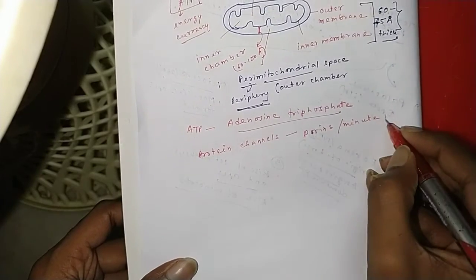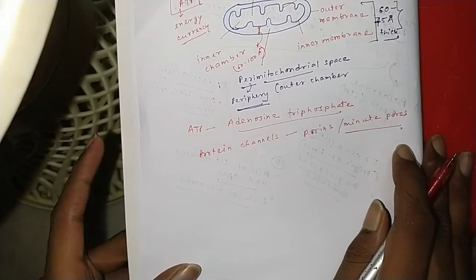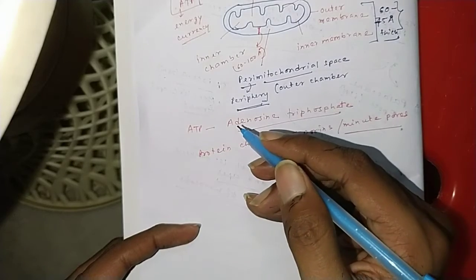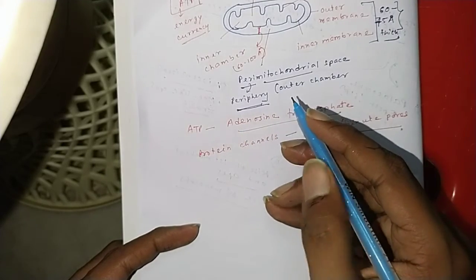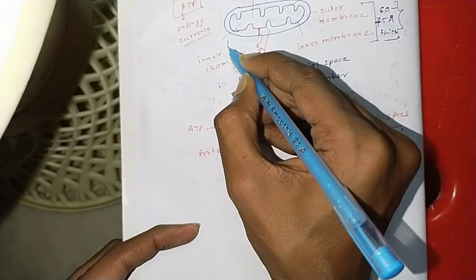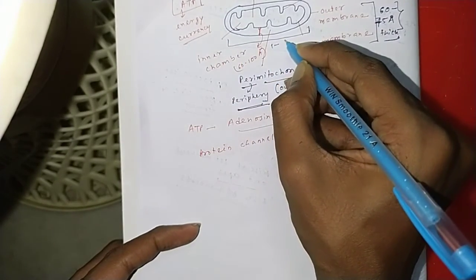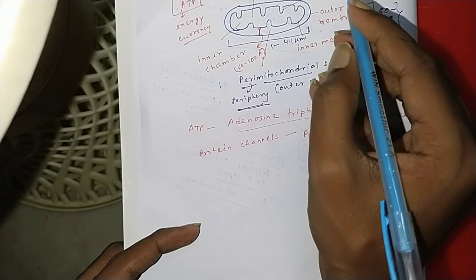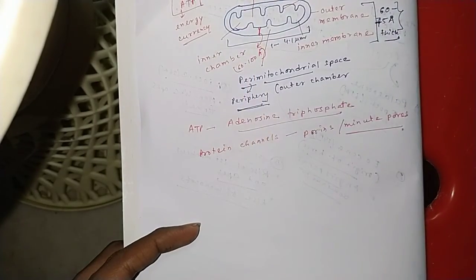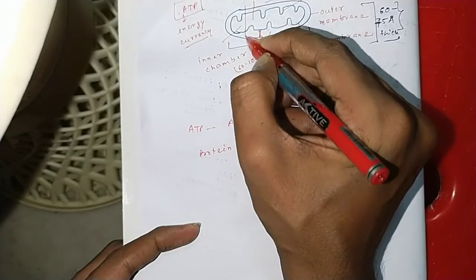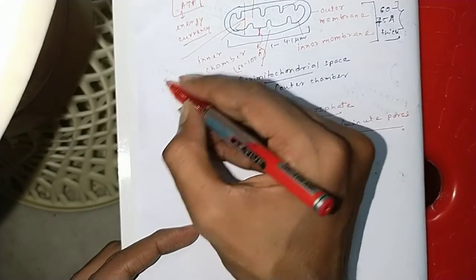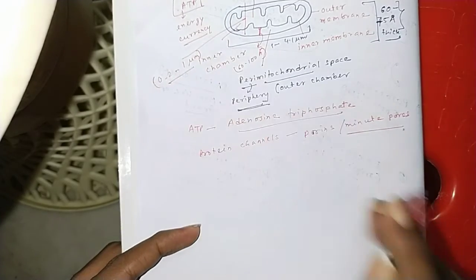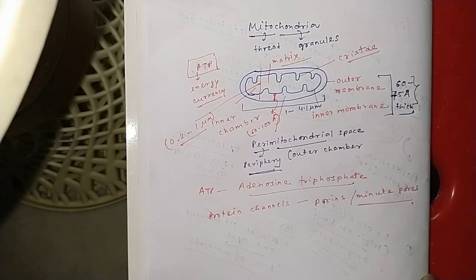Now if you talk about the size of mitochondria, it is somewhat 1 to 4.1 micrometer in length, and if you talk about the diameter, it is 0.2 to 1 micrometer. So that's very important.